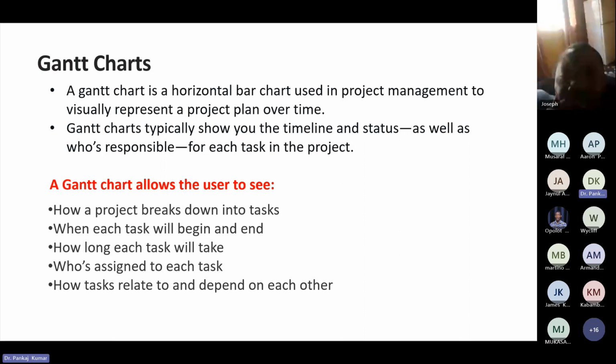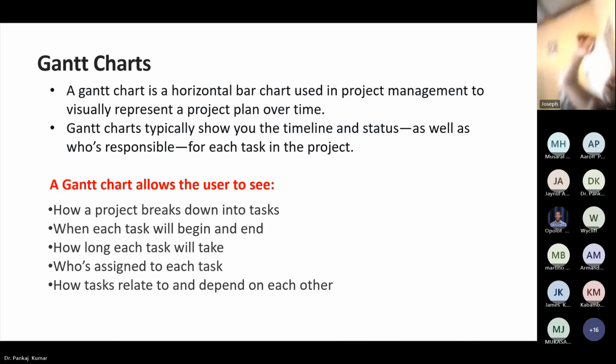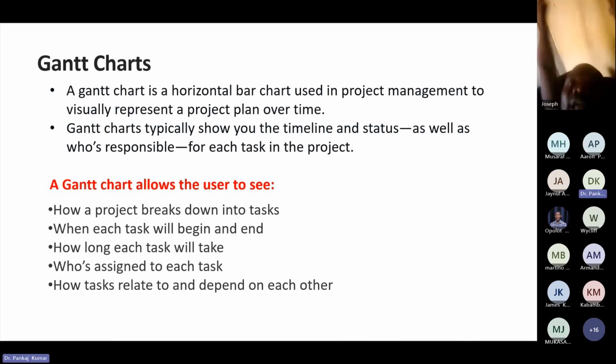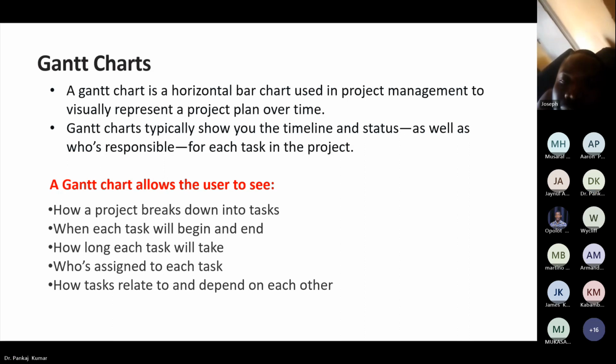So the project management methodology uses the Gantt chart. See here, now we will see how we make the Gantt chart, like how a project breaks down into tasks. Suppose we are talking about the automobile industry, then there would be stamping, there would be painting, you have to install the tires, you have to install the brakes. So all the tasks should be broken into several stages: when each task will begin and end, how long each task will take, who will perform the task, and how tasks relate to and depend on each other. Now share the Gantt chart.